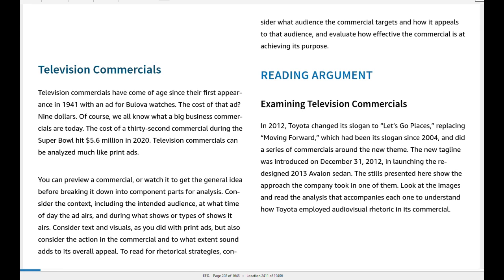The cost of the ad, $9. Of course, we all know what the big business commercials are today. The cost of a 30-second commercial during the Super Bowl hit $5.6 million in 2020.